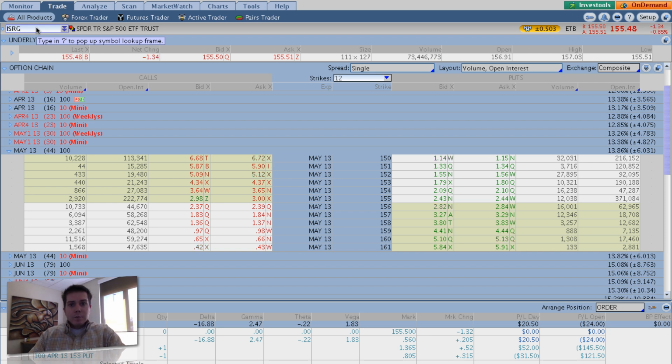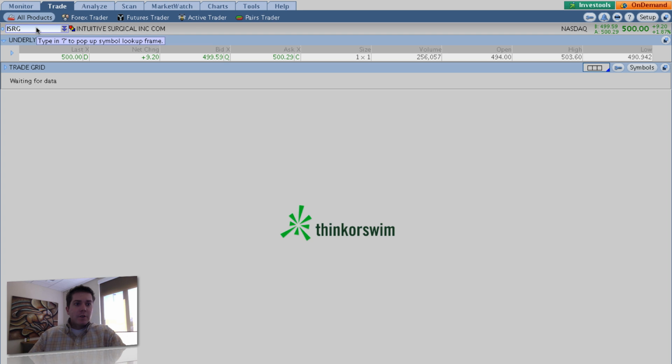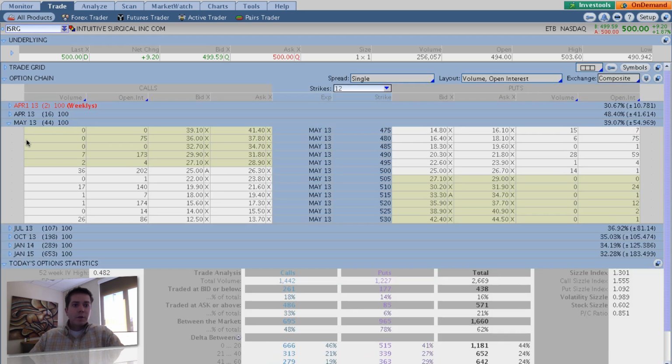And I know a lot of people I've spoken with on the phone that are beginners in options trading have traded this particular instrument, and I would never trade this. ISRG, Intuitive Surgical. So we'll look at the same month. It just so happens to be trading right at 500 on the nose right now, so that makes it easy to figure out which strike we want to look at.